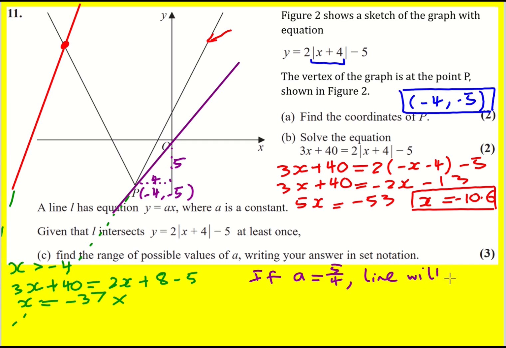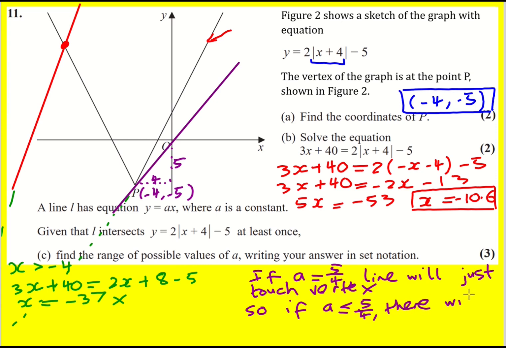the line will just touch the vertex. So if a is less than or equal to 5 over 4, there will be at least 1 point of intersection. Normally 2, but in the special case of 5 over 4, just 1.